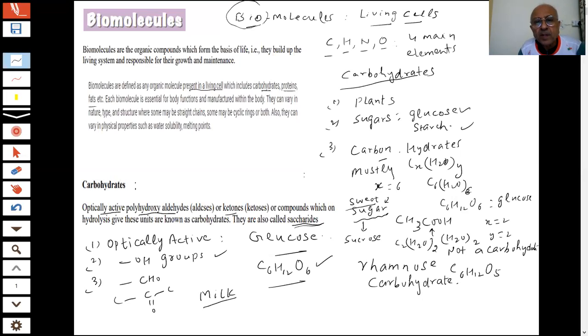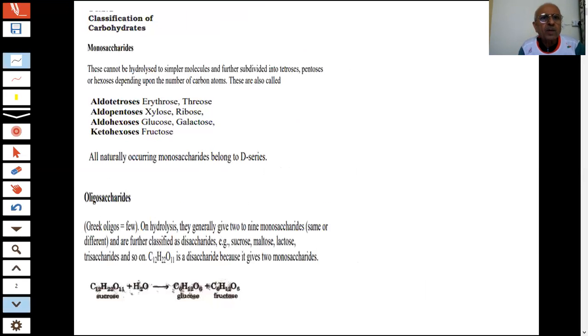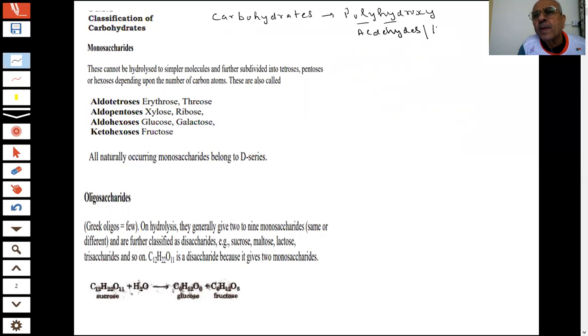So what we are talking about: inside the milk also, milk has a sugar which is lactose. A lot of the food materials which you are eating all have sugars, carbohydrates. Therefore, students, what are carbohydrates then? What are carbohydrates? Polyhydroxy aldehydes or ketones, yes, sir, and are optically active.